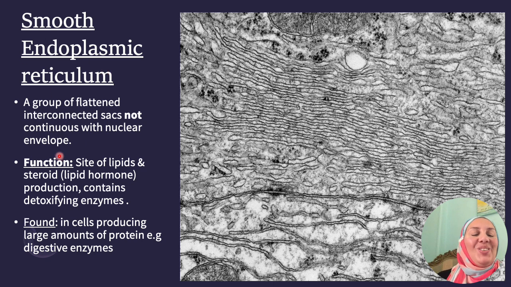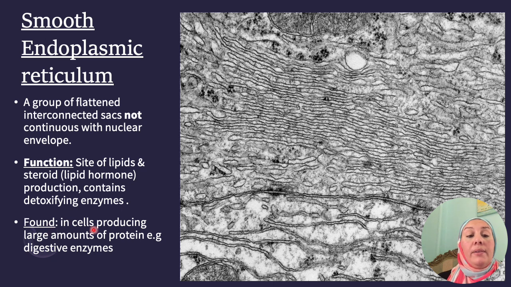All right? So it is the site of lipid production. This is where lipids are produced inside the cell. Steroids are chemicals that are lipid in structure, and especially some of our hormones, especially female sex and male sex hormones such as estrogen, progesterone, testosterone, all of these are steroids. So these are produced in the smooth endoplasmic reticulum, and they contain detoxifying enzymes, so it's another thing that they can do.